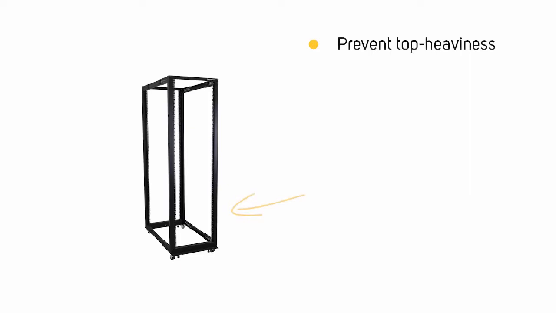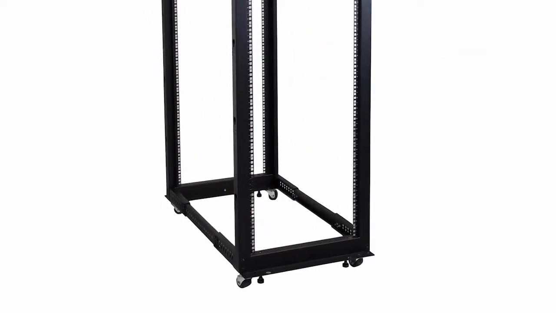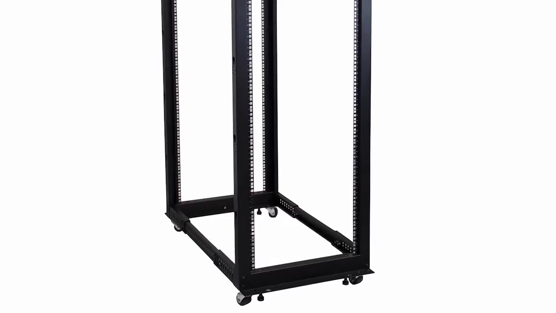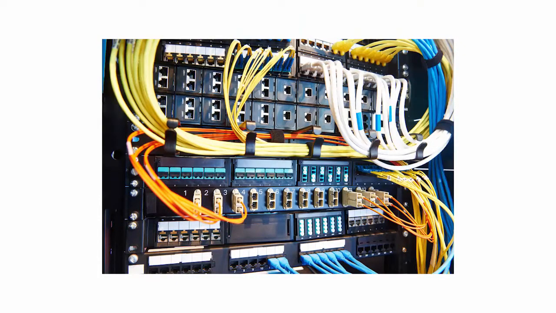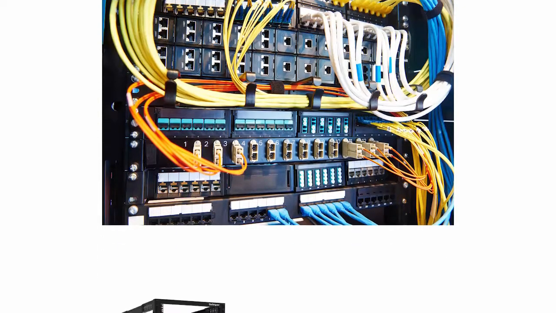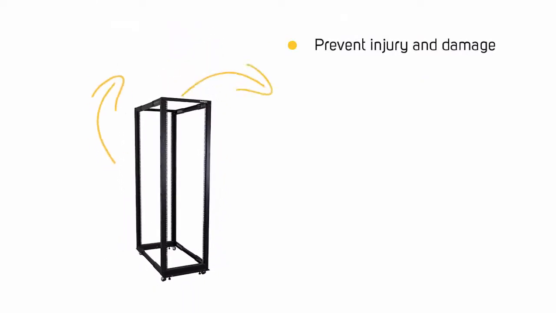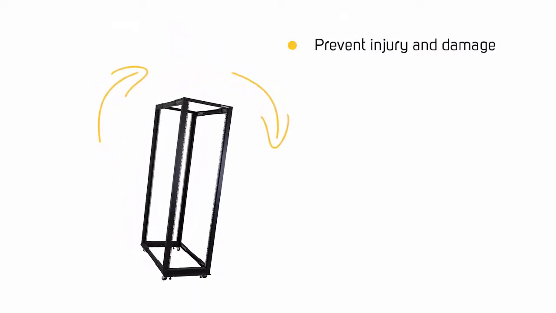When you install your server rack equipment, it's important to put the heaviest equipment on the bottom of the rack first. This provides a strong base and is especially important if you are installing a lot of equipment on a tall rack. This also prevents the server rack from becoming top-heavy and falling over.